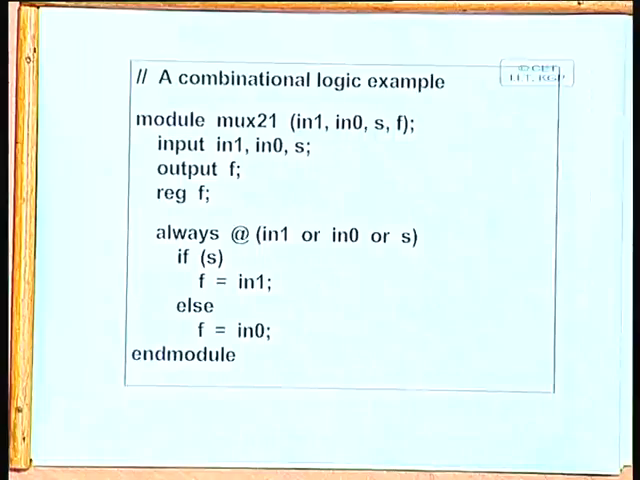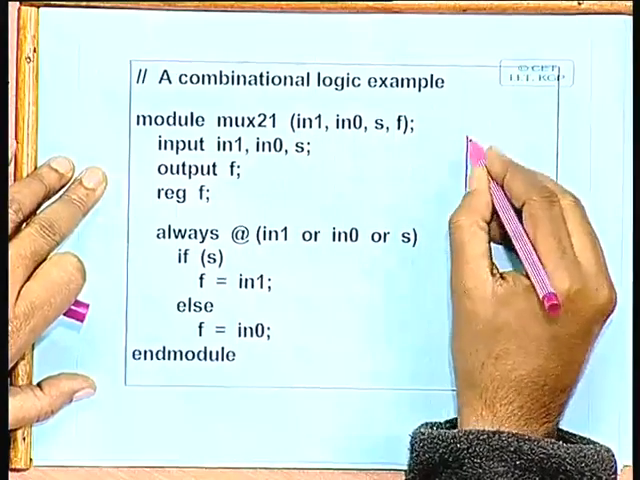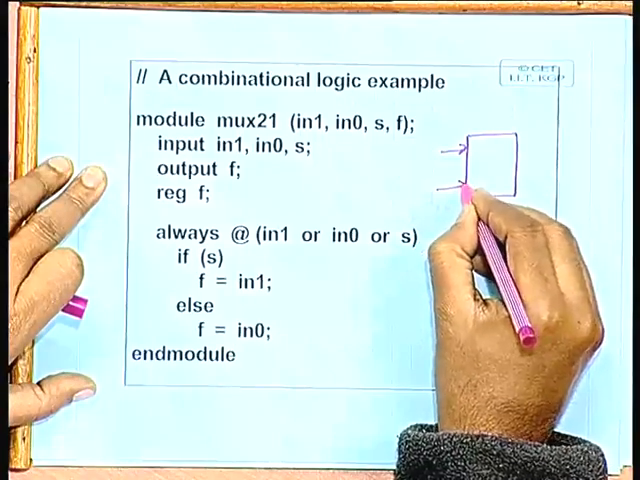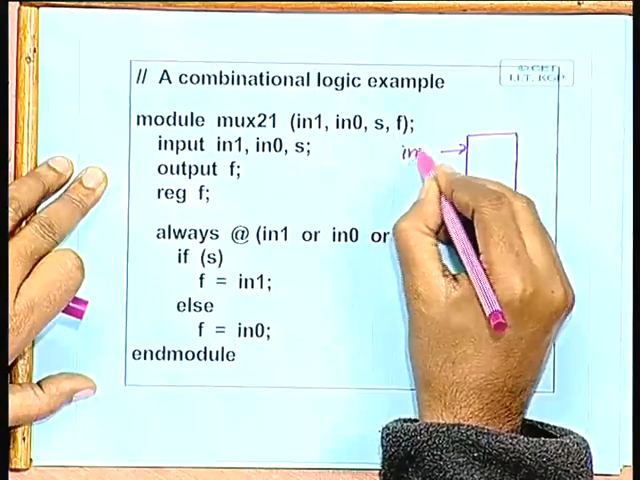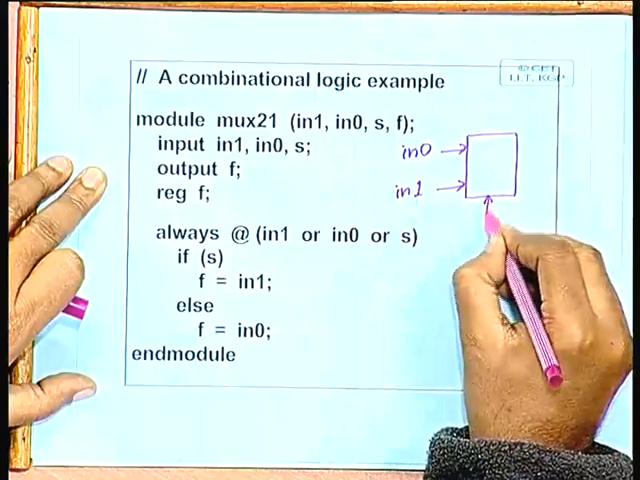First, let us take an example of a simple 2-line to 1-line multiplexer. There are 4 parameters. So, actually what we are trying to model is that there will be 2 inputs, in 0 and in 1, there will be one select line.